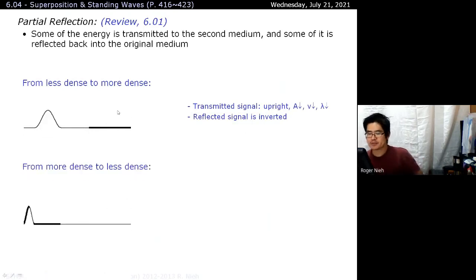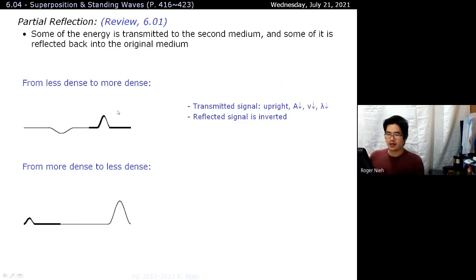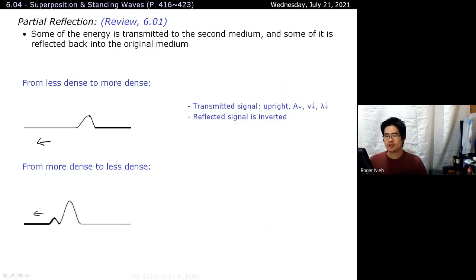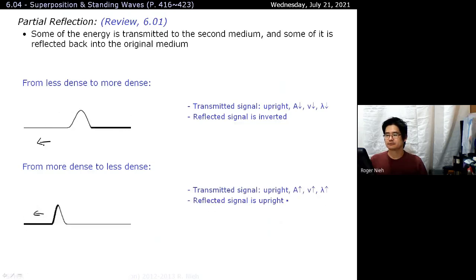So I'm just playing these videos just to remind you once again that the outcome is still true. When you go from less to more, you're going to have an inversion in the reflection. And when you go from more dense to less dense, you'll see that the reflection returns back positive. That is the nature whenever you go from one medium to the next. Any questions so far before I advance on?